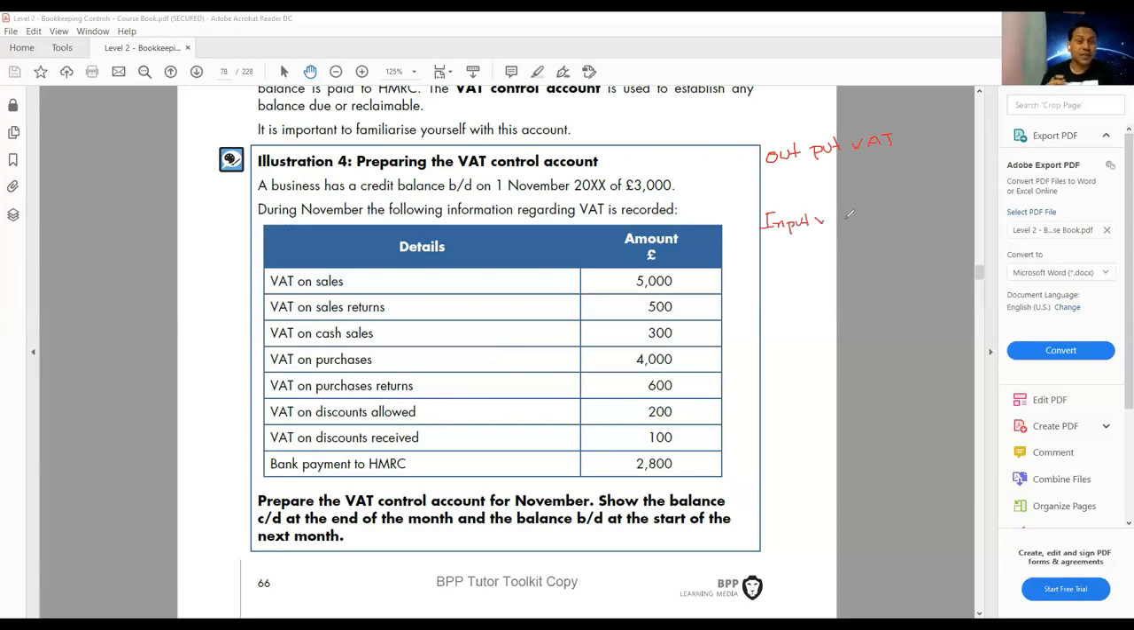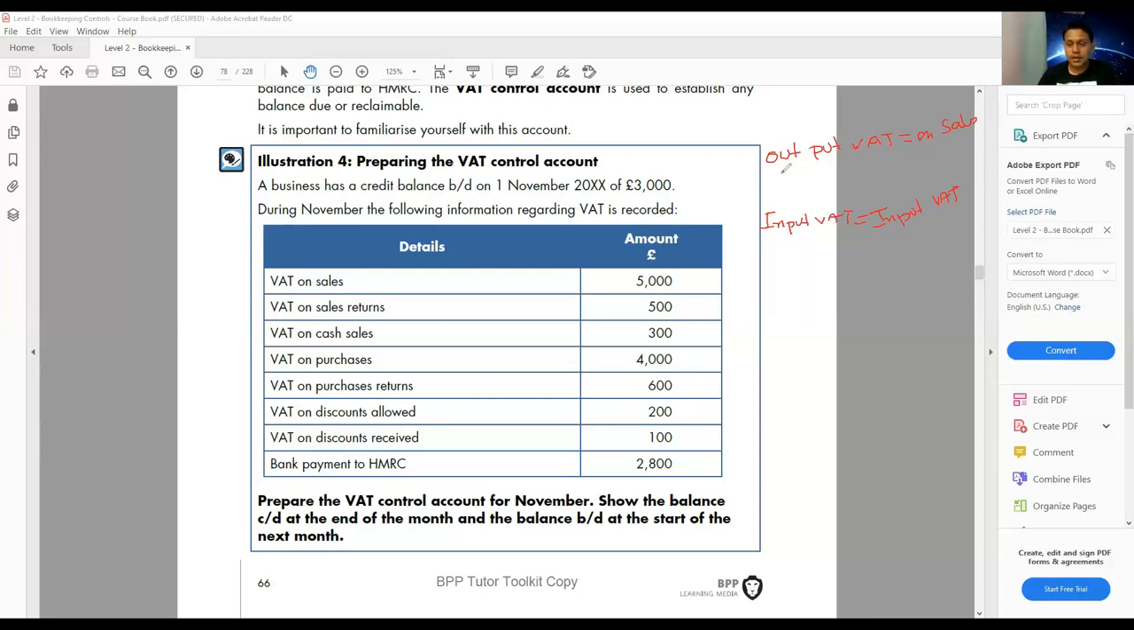So output VAT or output tax is a VAT on sales. If you make a sale, the VAT you have collected from the customer, we call it output VAT. On the other hand, when you make a purchase, when you buy something, when you pay VAT to the supplier, we call it input VAT. And ultimately, we pay to HMRC the difference between the output and the input.